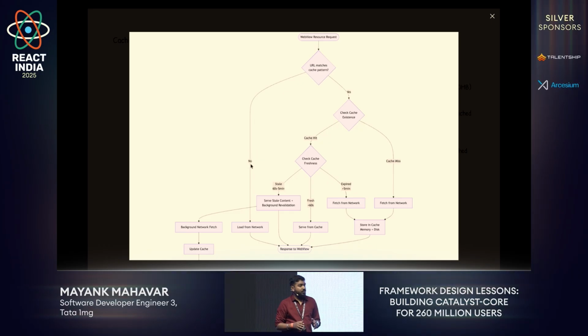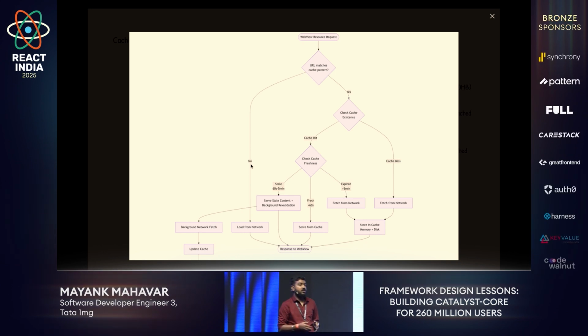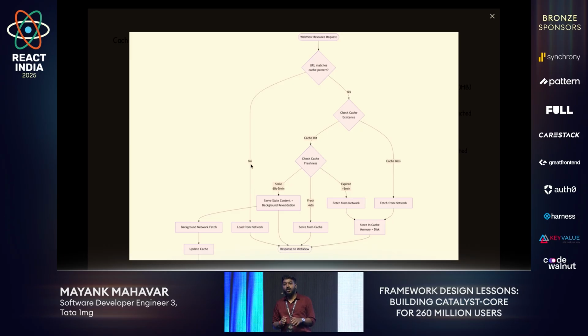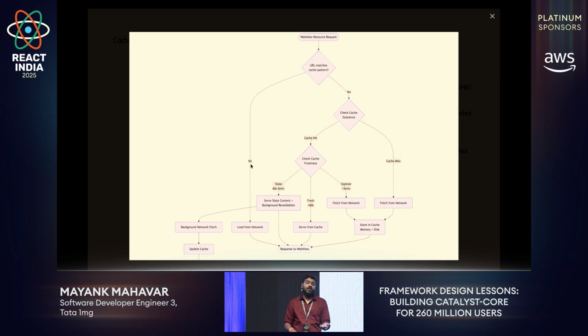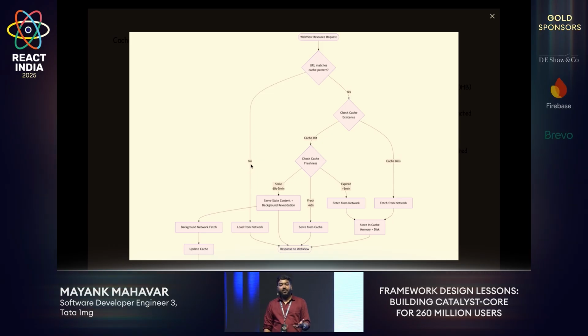Assume any resource request comes to you. First of all, we check whether that request should be cacheable or not, based on the cache pattern which is provided by you. Once we understand that it is not cacheable, we let it go through the main network call. But if it is supposed to be cached, first we check whether it is available in the cache or not.